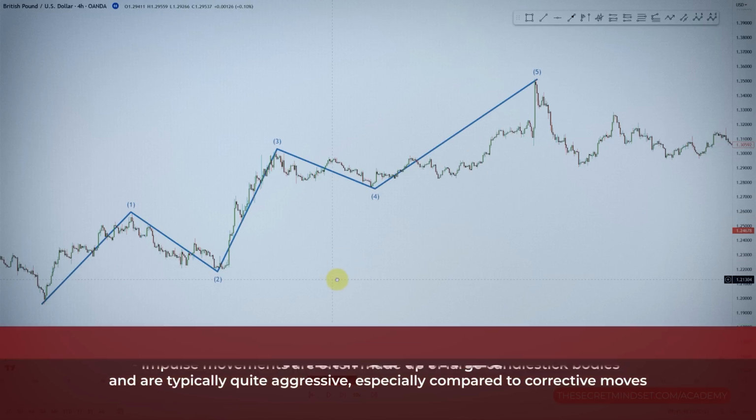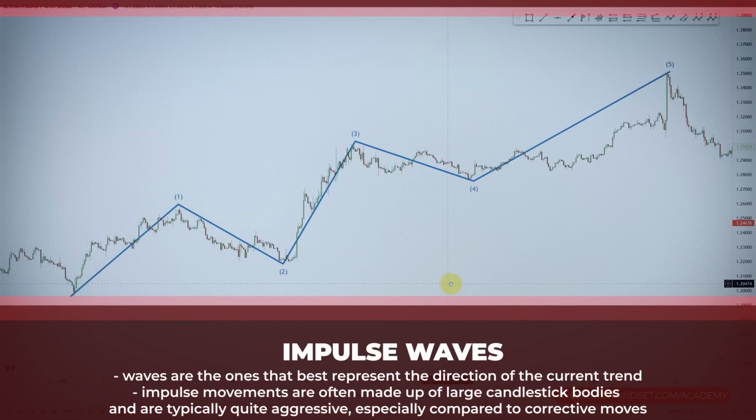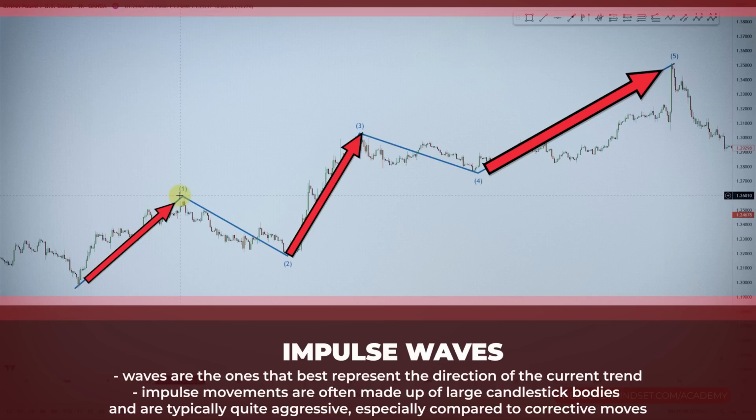Impulse waves are the ones that best represent the direction of the current trend. During an uptrend, for example, the impulsive moves are those that push prices higher. These impulse movements are often made up of large candlestick bodies and are typically quite aggressive, especially compared to corrective moves. Remember, an uptrend keeps reaching higher prices because the moves up are larger than the moves down, which occur between those large up waves.